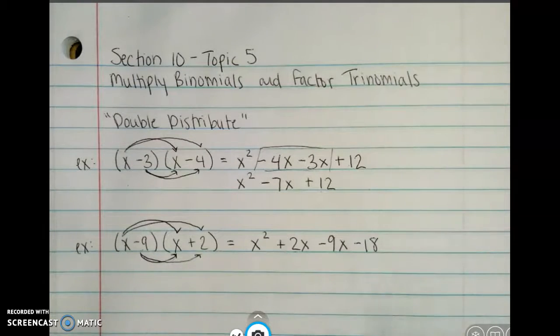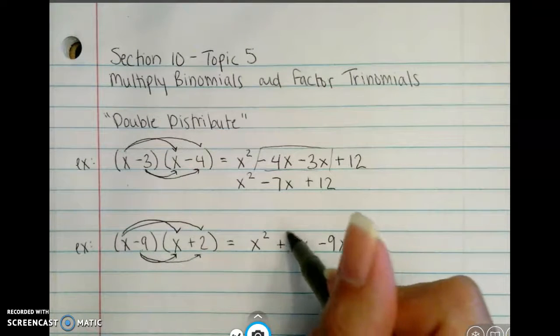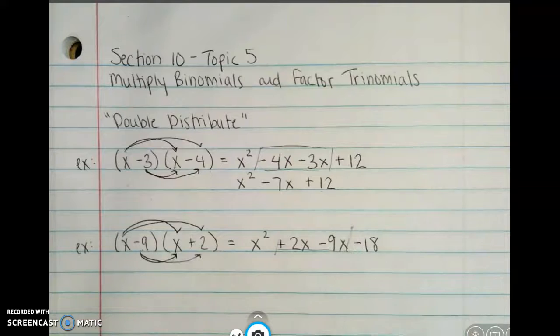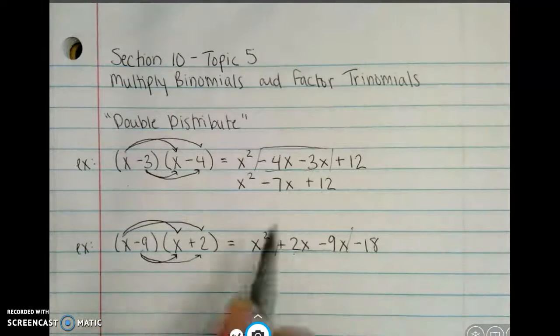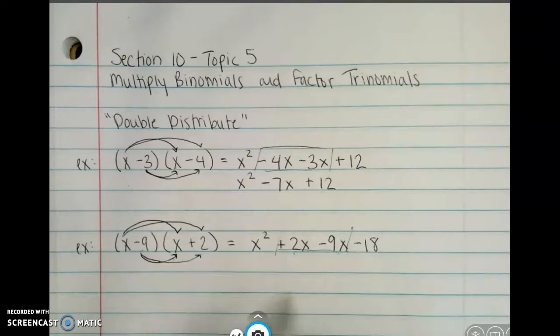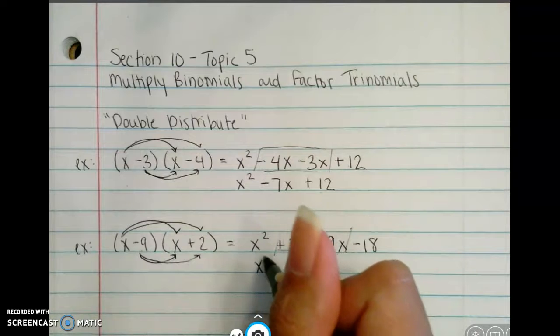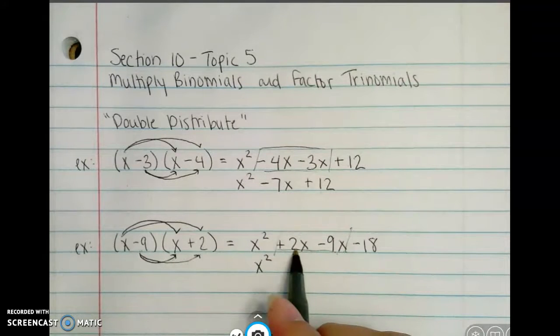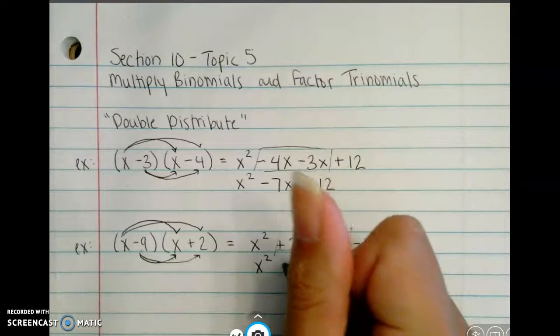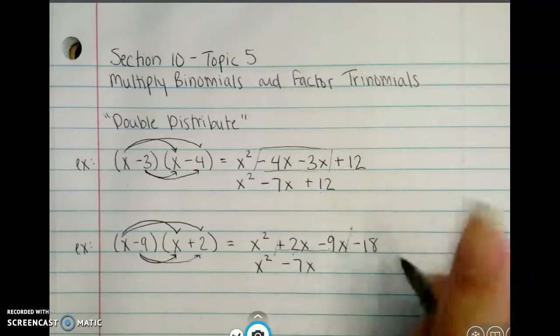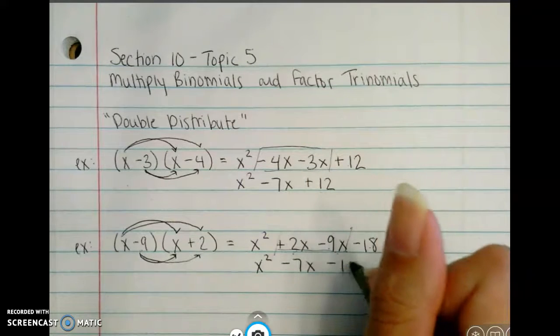The last step again is to combine like terms. So in the middle we have our x's, so those can combine. We have a positive 2x and a -9x. So I'm going to drop down x squared, and 2 and -9, or 2 minus 9, is -7x, and we're bringing down -18.